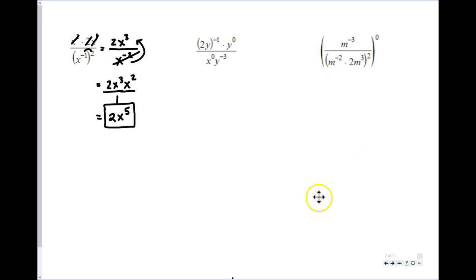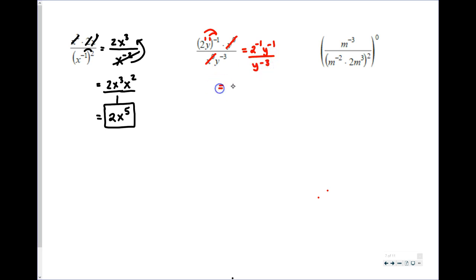The next one, I see a couple y zeros. I'm just going to cross those off. They mean 1. They can just be crossed off. It doesn't matter what they are. Okay? Now, let's distribute the negative 1 to these guys. Remember your little invisible exponent. So this becomes 2 to the negative 1, and this becomes y to the negative 1. And on bottom, I have y to the negative 3.